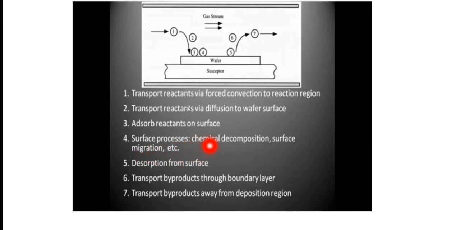desorption from the surface. Then transport byproducts through the boundary layer. You see here the products which are produced after the process, chemical decomposition, these products are again transferred. Then transport byproducts through the boundary layer, and last point, transport byproducts away from the deposition region. Here we get the final product.